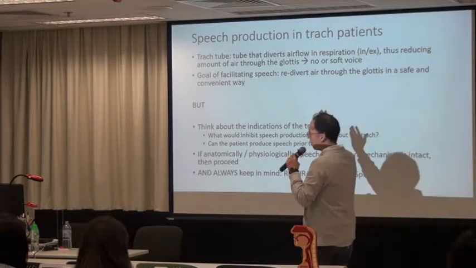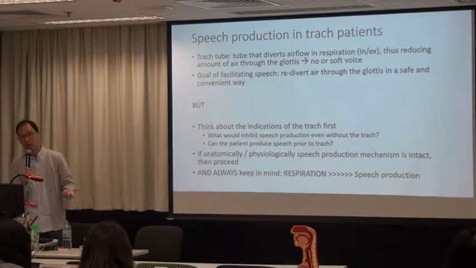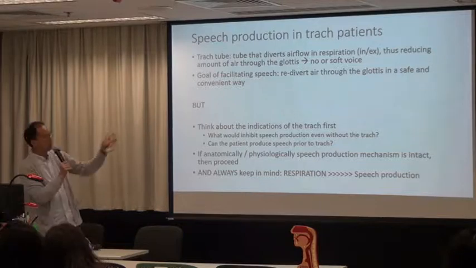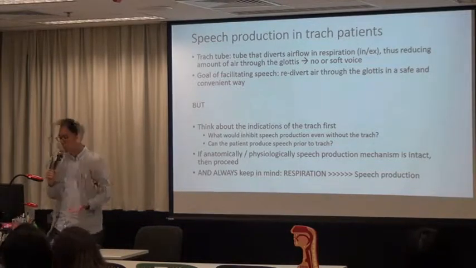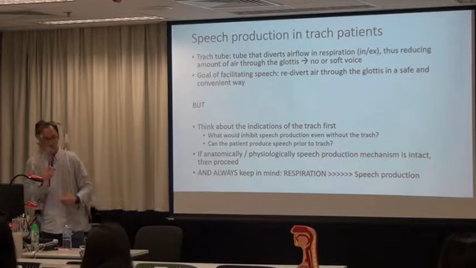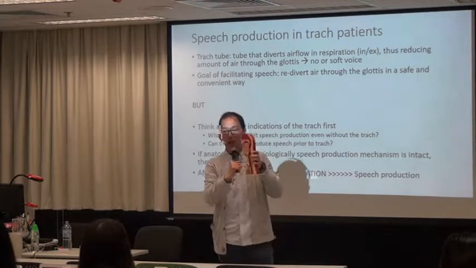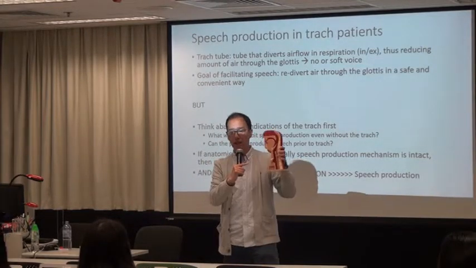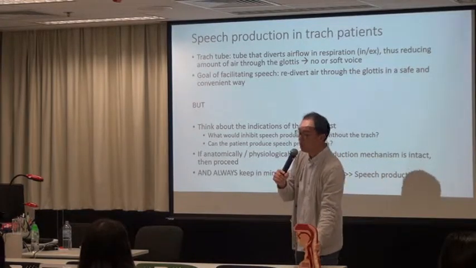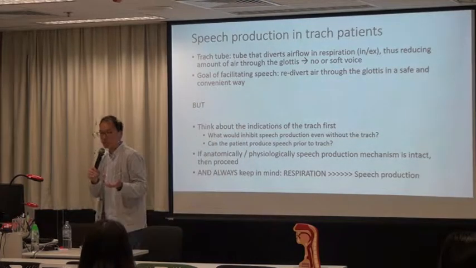Now, going back to the basics first, if you have a trach tube, the tracheostomy tube is going to divert airflow, right? It's going to make respiration the first priority, no matter in inhalation or exhalation. So the amount of air through the glottis, if you have a tube there, what's going to happen? Inhalation, exhalation, where is it going to go? It's going to go through the tube, right? Because air always goes to the path of least resistance. And that does not facilitate speech.